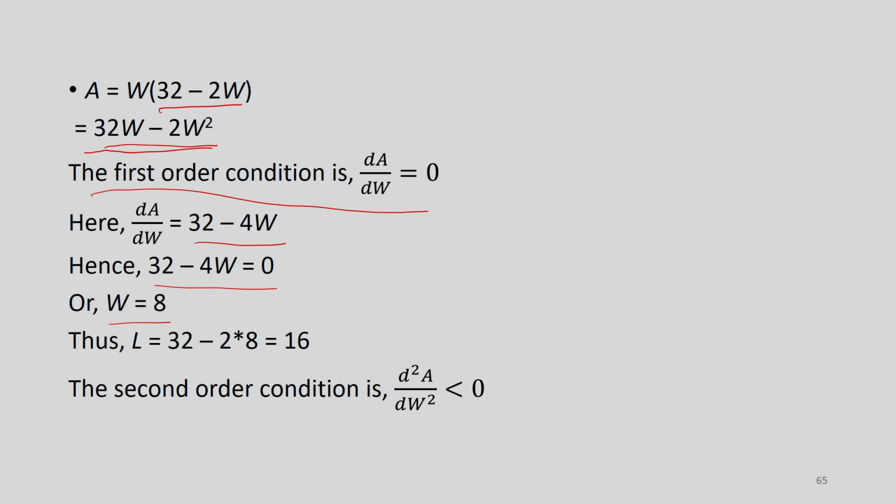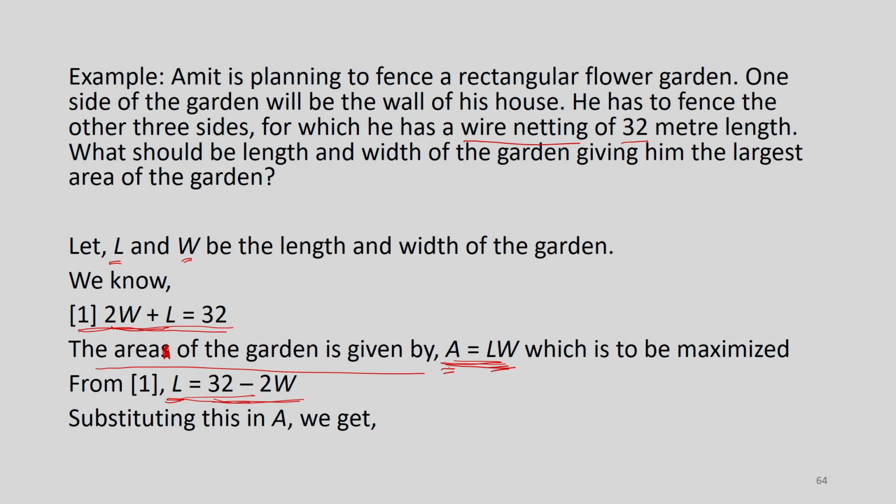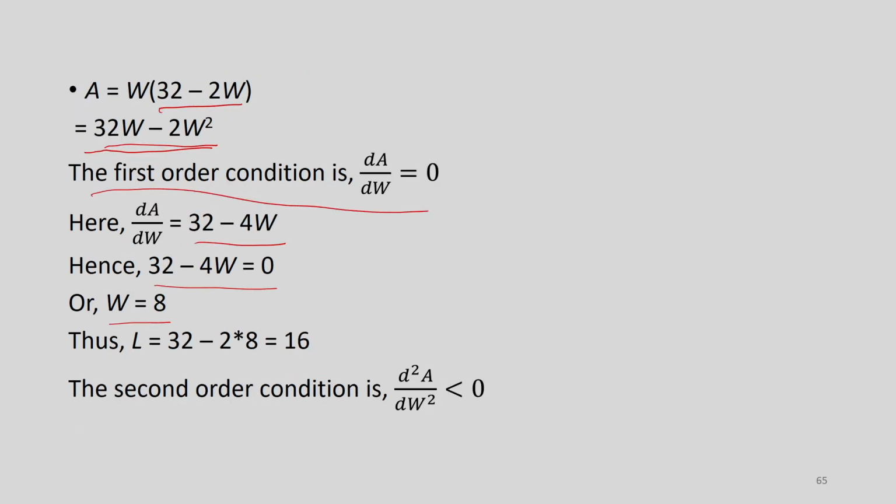And what is the length? Remember, I know L as a function of W. L is equal to 32 minus 2W. So, I will substitute the optimal W here. It will give me 32 minus 2 multiplied by 8, which is giving me 16. So, these are the solutions. The width should be equal to 8 meter, the length should be equal to 16 meter.